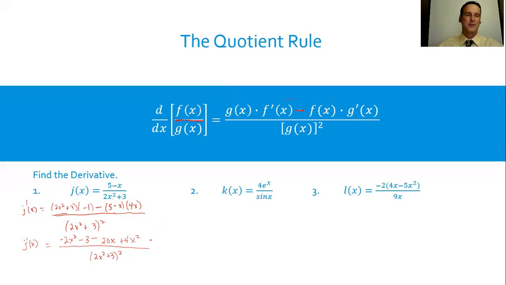All right, and if you want to do anything else, you just kind of write this 2x squared plus 3 squared. And maybe combine some terms. Negative 2x squared plus a 4x squared is 2x squared. Minus 20x minus 3. Okay, that's how the back of the book will write your answer.